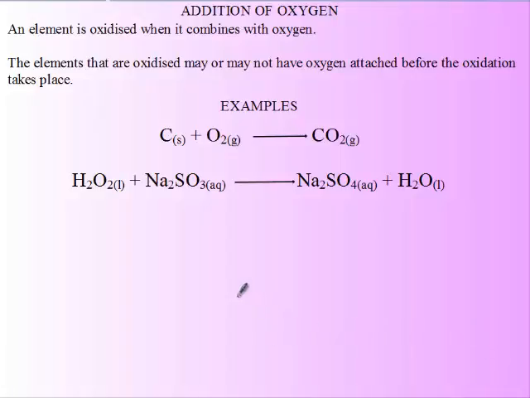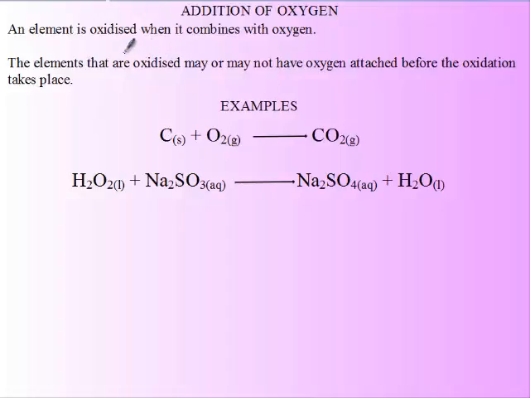We've just seen that oxidizing agents either add oxygen, remove hydrogen, or remove electrons. Oxidizing agents always cause oxidation. Now let's take these three processes one after the other and look at examples of them.